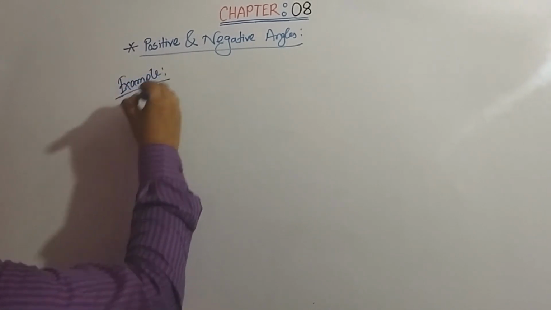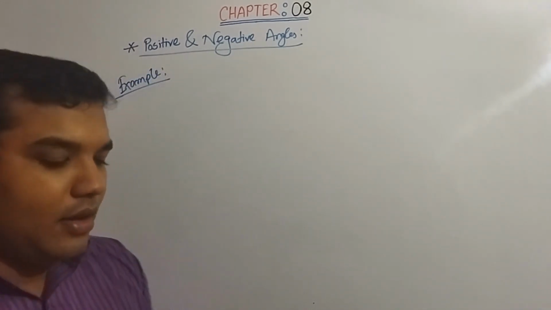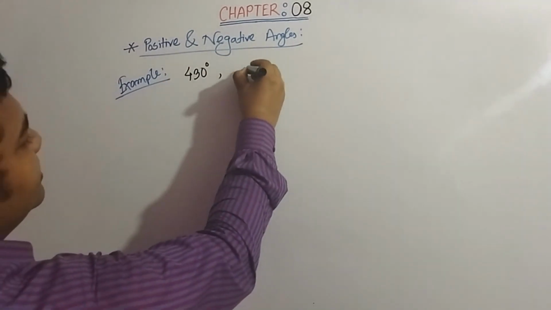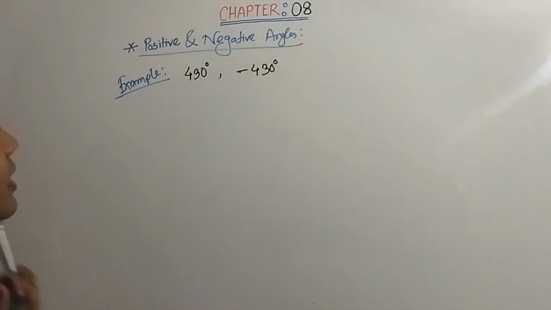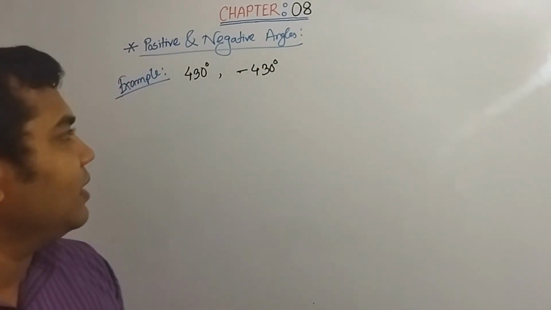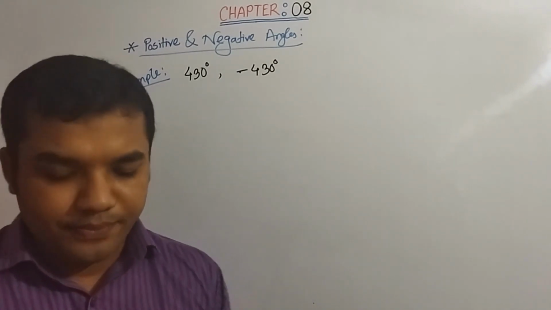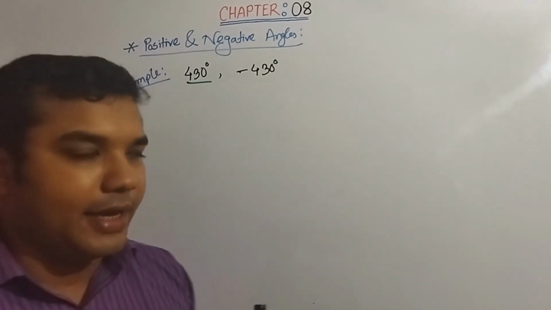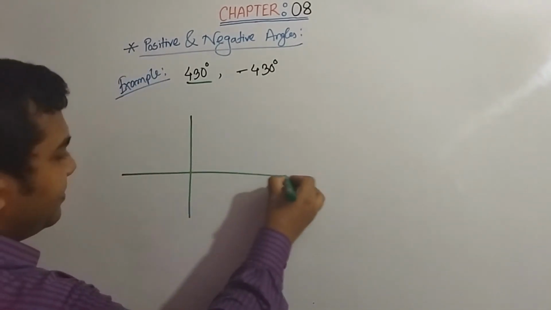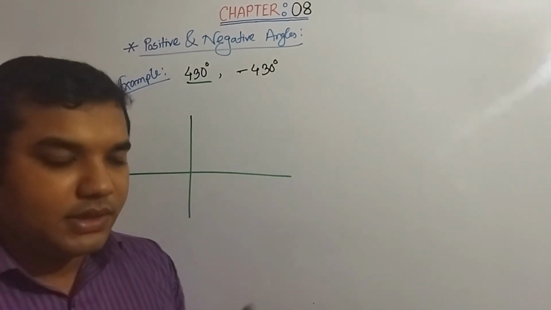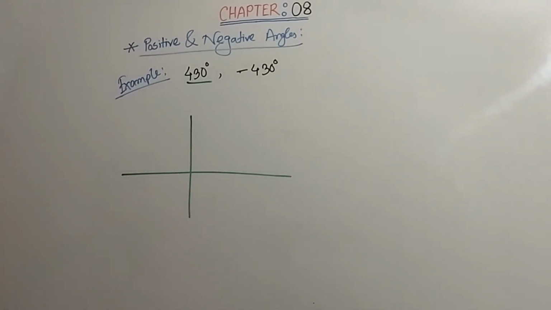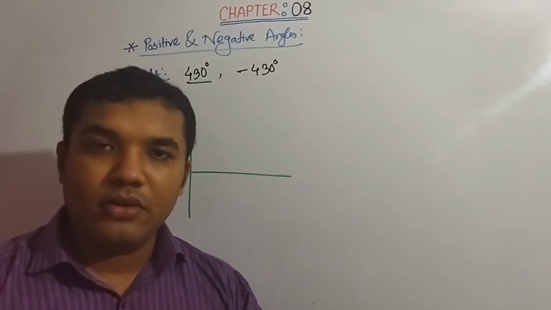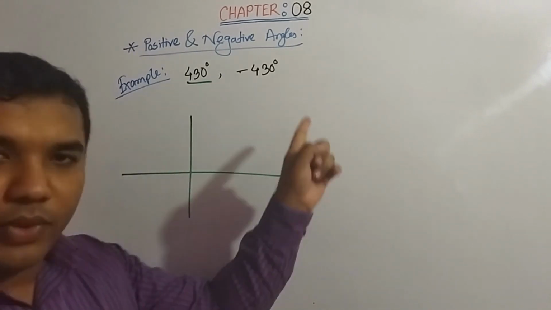Say for example, we will find two angles. One is positive 430 degrees and another is minus 430 degrees. We have to think about in which way we get these two angles. First we focus on 430, how this angle can look. Here we draw the first quadrant, and since this is positive, in which direction will we go? Exactly, it will be anti-clockwise, isn't it?